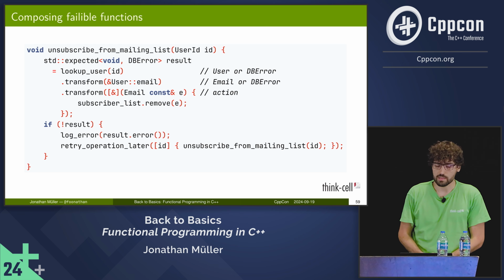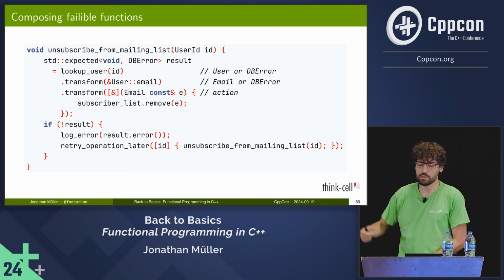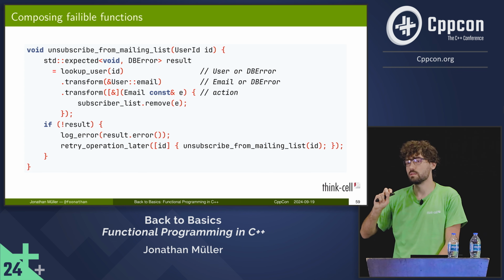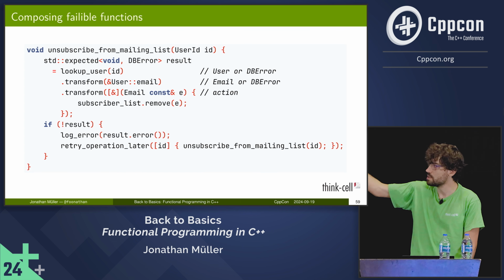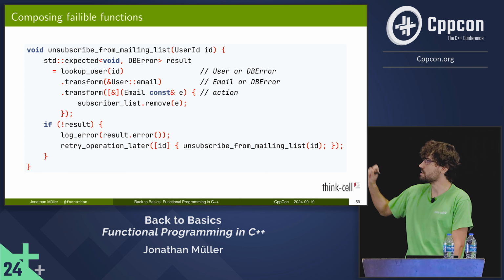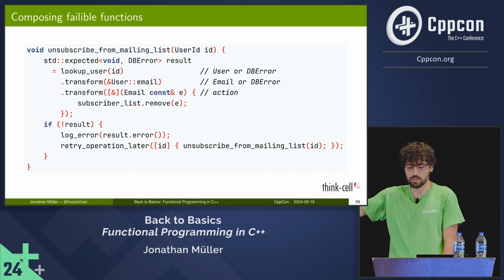And then we can write code like this. So we look up the user, we transform that into an email, and the final transform is the action. And expected actually supports void, right? So we don't have to deal with monostate. We can just transform, give me the action to remove the thing. And again, this will only do something if the lookup user didn't fail. And then we handle the failure, right? So if we have a failure, we log an error and retry later.